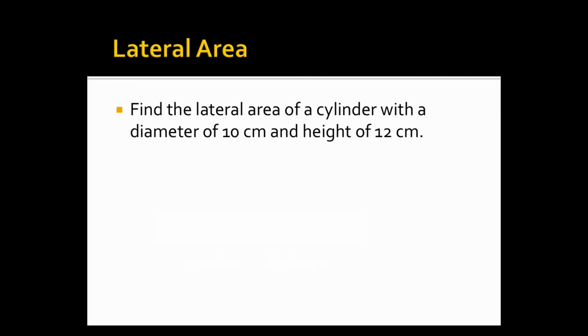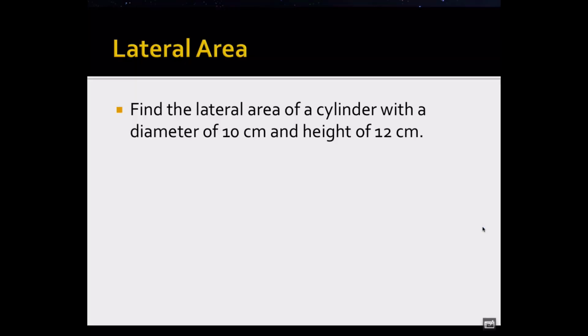Let's start with that one. Lateral area of a cylinder with a diameter of 10 and a height of 12. You might also want to practice drawing a cylinder in your notes. If you want to make it look all fancy in 3D, you have to squish down one of the circles, so you get something like this. And if you're feeling saucy, you can add the dashed line in the back.